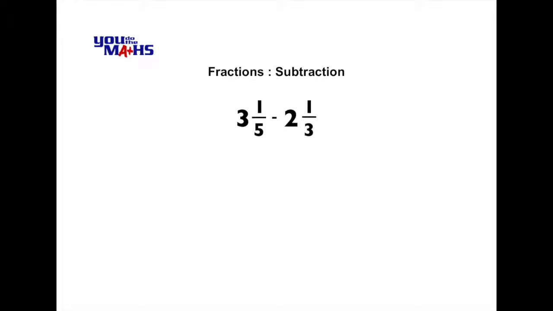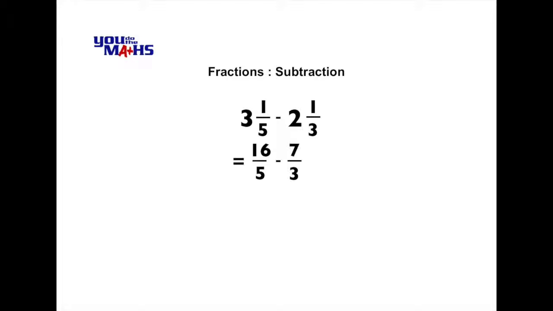So to change 3 1/5 to an improper fraction, we multiply the whole number 3 by the denominator 5, and that's 15. Adding the numerator 1 makes it 16 over 5. And in the second fraction, we multiply the whole number 2 by the denominator 3, that gives us 6. Adding on the 1 on top gives us 7, and we've got a fraction of 7 over 3.